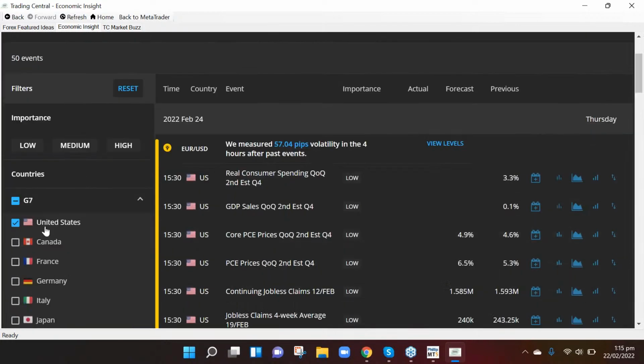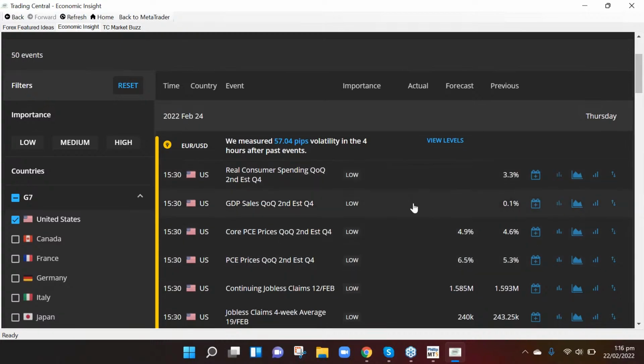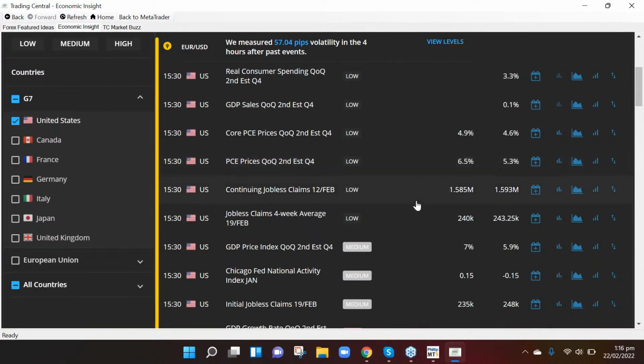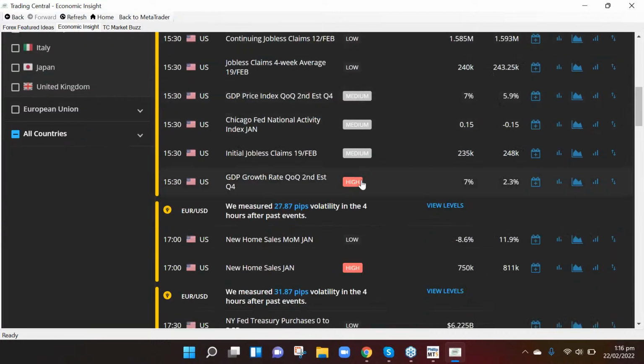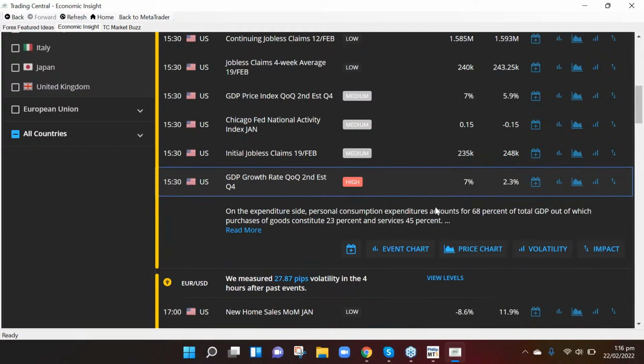And here we choose the United States, and you will get all the economic events from the calendar. You also get the importance: low, medium, and high. So we can check, for example, the GDP growth rate. And here, of course, you have a description of the event, and you have the 4 tabs, which are pretty unique for this kind of calendar.